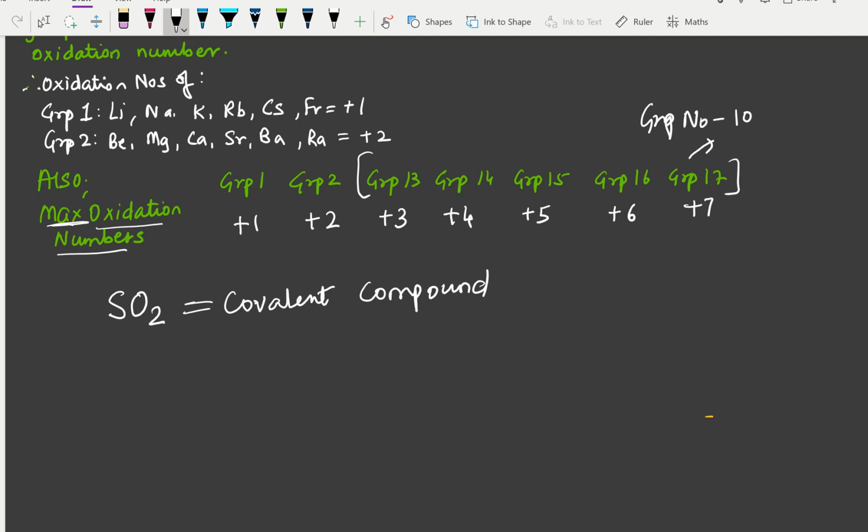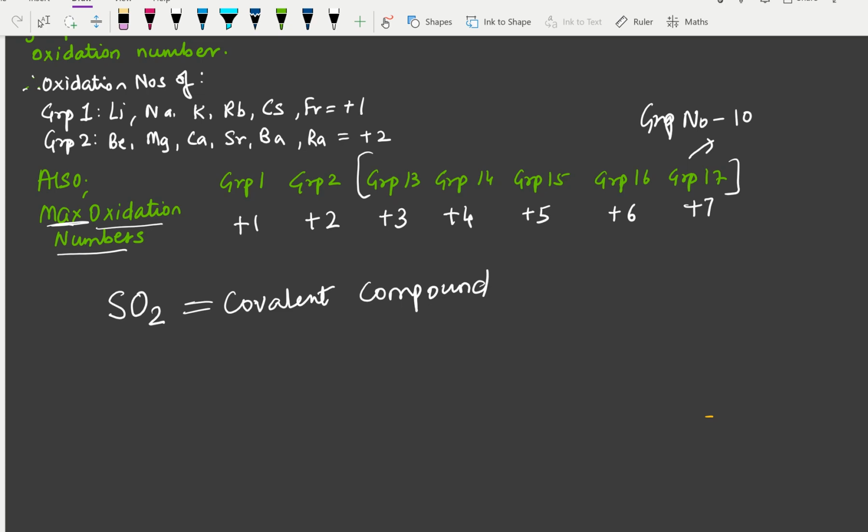Obviously, you know the atomic number of oxygen is 8. Sorry. It is 2, 6. So if it is electronegative, it is going to pull 2 electrons towards itself. Therefore it is going to have a charge of -2. So I'm going to give it a charge of -2.